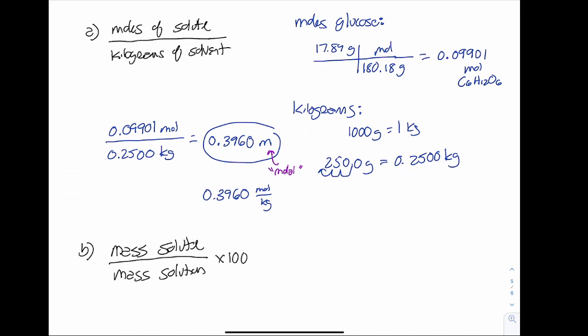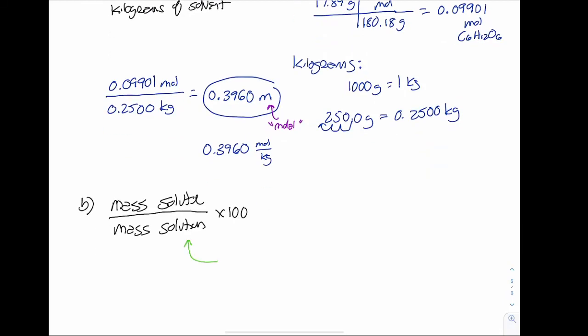Remember, if we wanted parts per million, I would do mass of solute over mass of solution and then multiply it by a million, right? 10 to the 6. If I wanted parts per billion, I would multiply it by 10 to the 9th. That's the only difference as far as the setup for these. It is solution on the bottom. Remember, solution is the total.